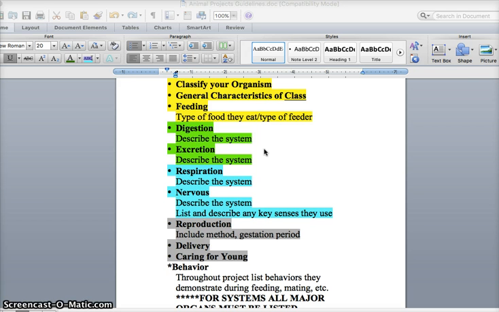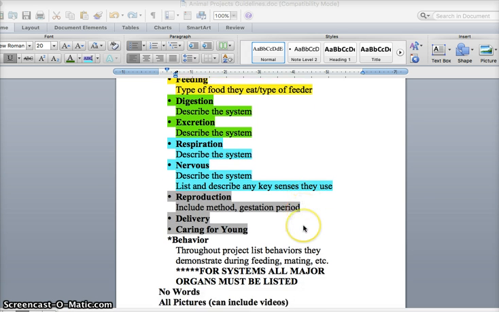You're going to talk about systems within your organism. If you want to focus on systems of the class, that's fine. So how do the digestive system, excretory system, respiratory system, and nervous system work in your organism? For the nervous system, apart from describing the system, I want you to talk about key senses that your organism may have or use in order to survive.